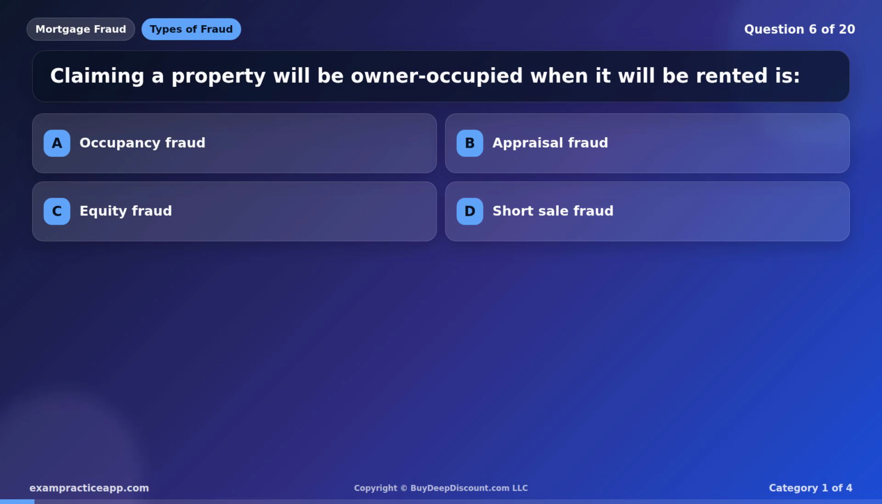Question 6. Claiming a property will be owner-occupied when it will be rented is: option A, occupancy fraud; option B, appraisal fraud; option C, equity fraud; option D, short sale fraud. Take a moment to choose your answer. The correct answer is option A, occupancy fraud. Explanation: misrepresenting occupancy to obtain better loan terms is occupancy fraud.